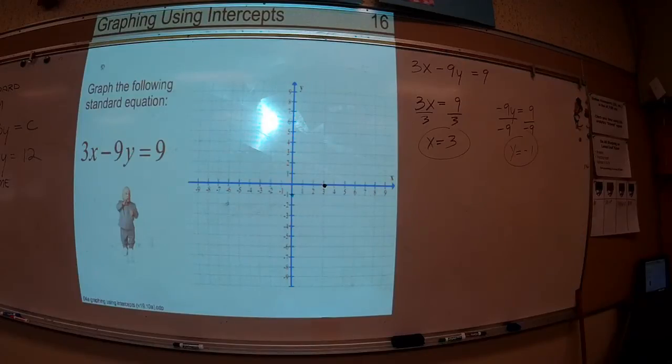Yeah. There you go, man. Right there. Yeah. Down 3 over. Yeah, that looks good, right? Connect the dots with your ruler, right? Connect the dots. Can you get that for me, Sam?